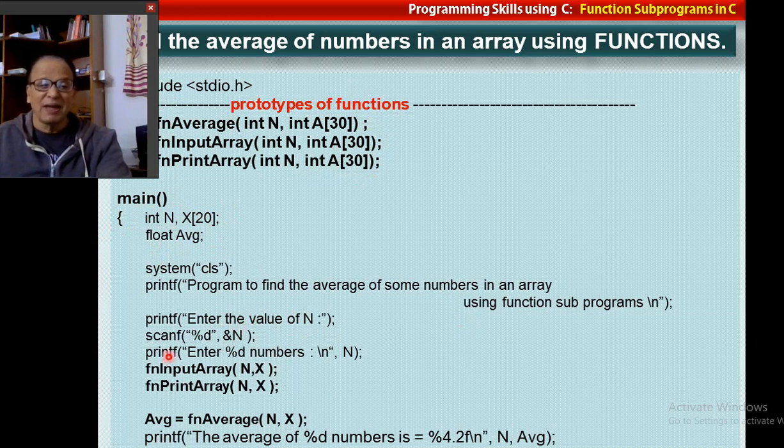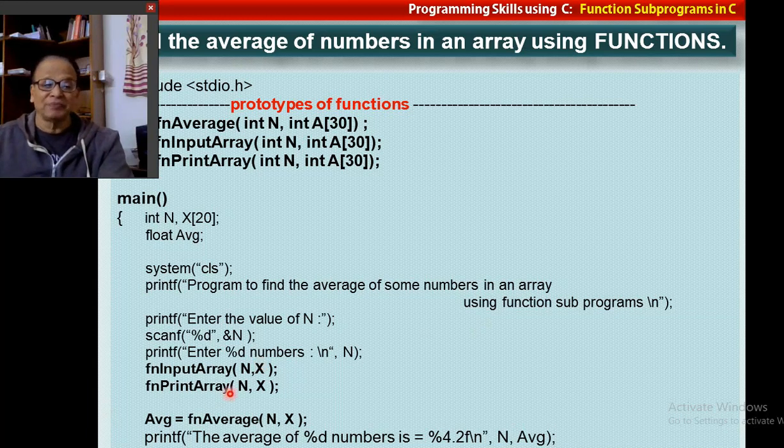I get that number. And unlike earlier times, where we wrote for i equal to 1 to n and then scanf, now all that has gone into this function. You just call this function input array n comma x. Please remember, n and x, don't put x square brackets 20, nothing. Just the name of the array is given and the name of the variable is given. Please remember that. When you are passing an array, you just give the name of the array, or of the matrix later.